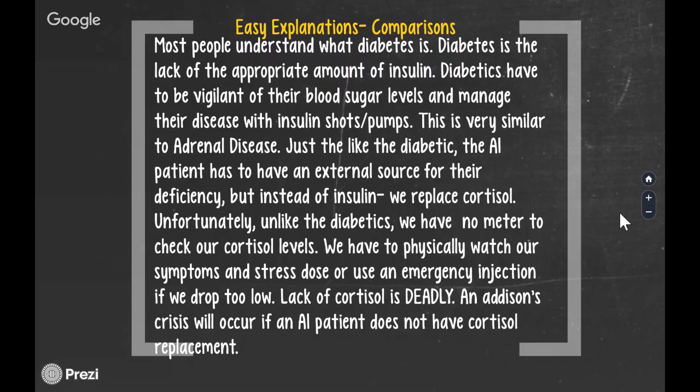Just like a diabetic, the adrenal patient has to have an external source for their deficiency, but instead of insulin, we replace cortisol. Unfortunately, unlike the diabetics, we have no meter to check our cortisol levels. We have to physically watch our symptoms and stress dose or use an emergency injection if we drop too low. Lack of cortisol is deadly, and Addison's crisis will occur if an AI patient does not have cortisol replacement.